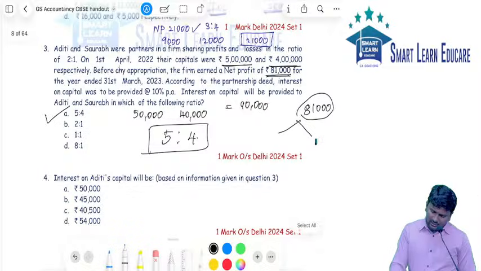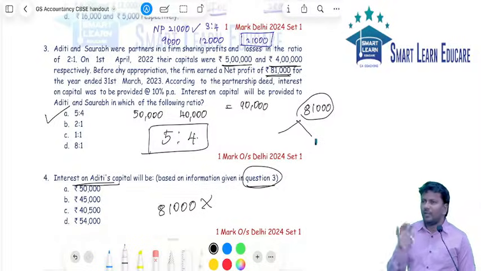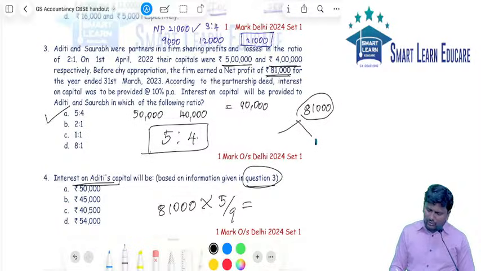Question number 3, same thing they are asking, same question continued. What is interest on capital of A based on the information given in question number 3? So 81,000 is the net profit we have. This 81,000 you should share in what ratio? 5:4. So dividing 81,000 in 5:4, you will be getting 81,000 into 5/9. Tell me, 81,000 into 5/9 will give you 45,000. That's it. You are right. So answer is 45,000.